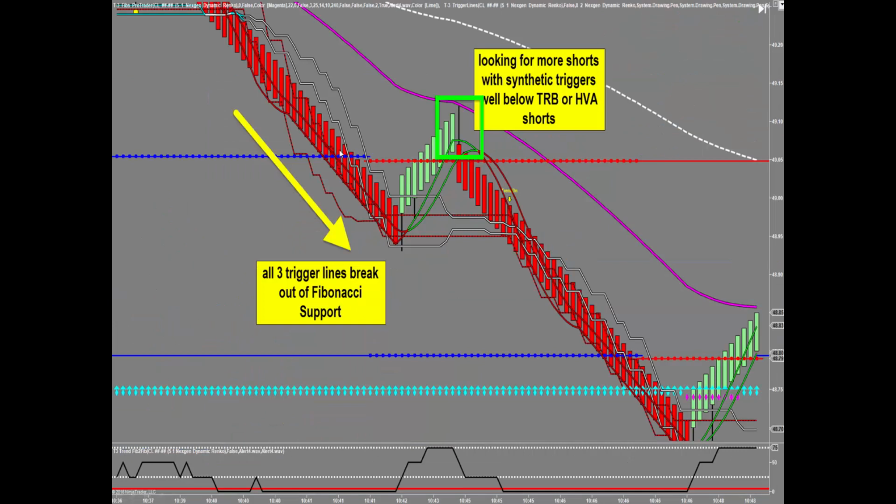Same thing here. All three trigger lines break through support. Pretty easy read that we're going to be going short. And this is the spot where, if you get the tiny reversal bar from the mid band, great. If not, somewhere in here, you're looking for a high volume area short to take you down to the next support.